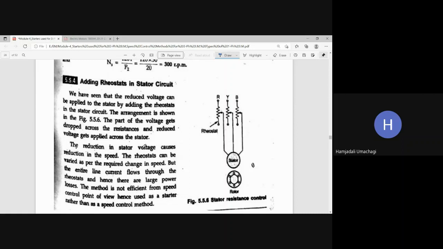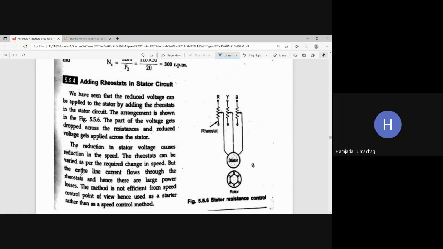We know that voltage is directly proportional to speed. If voltage to the stator is reduced, then automatically speed is also going to decrease. The rheostat can be varied as per the required change in speed. So whatever speed we want, accordingly we can change the rheostat, and for that particular voltage we are going to get a proportional speed value.